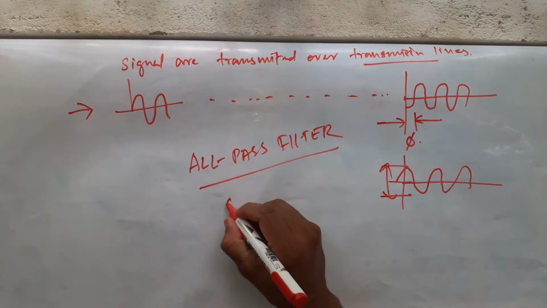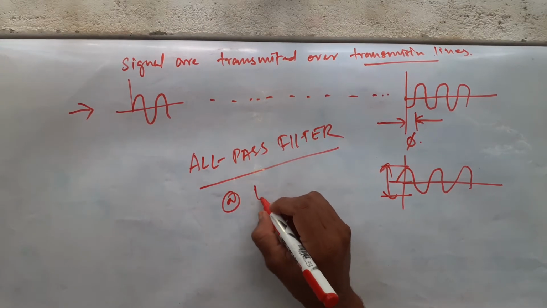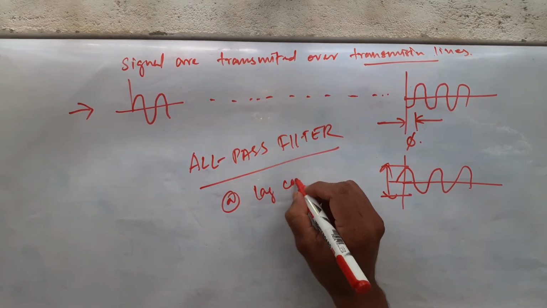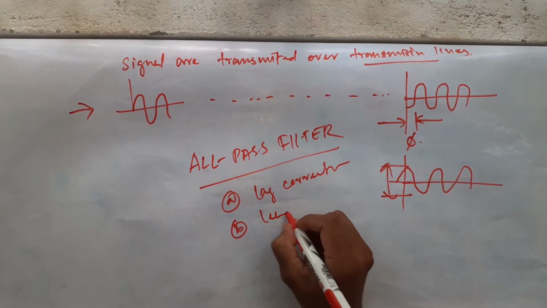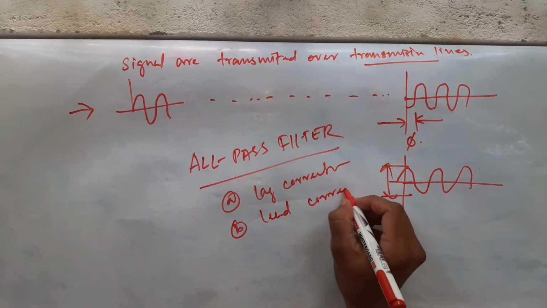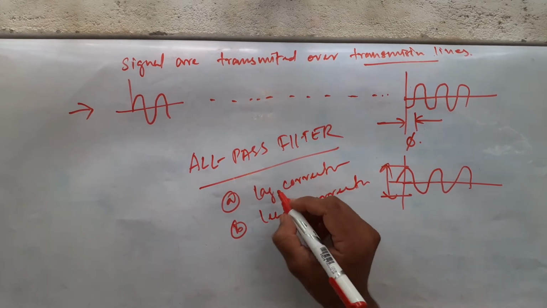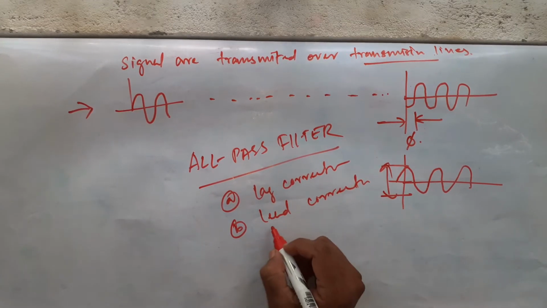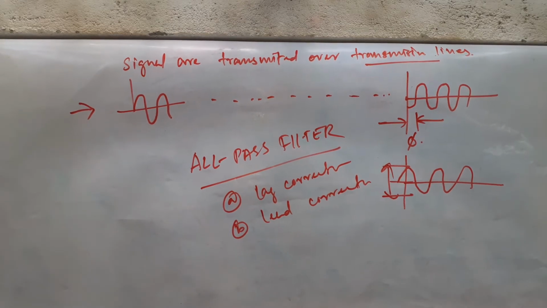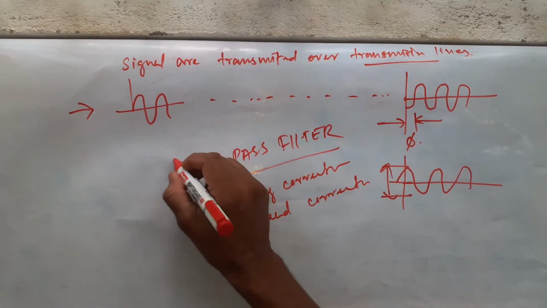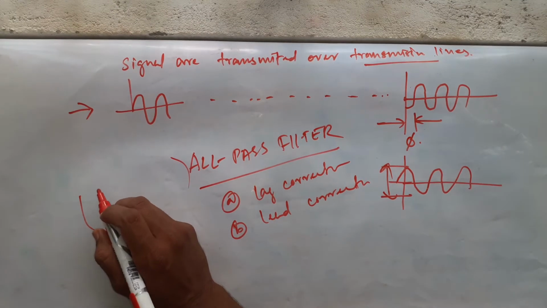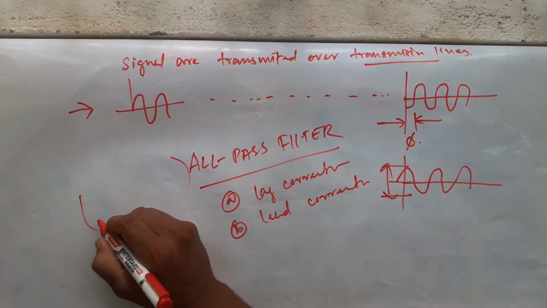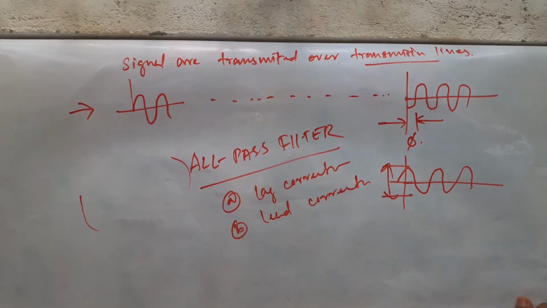So in all pass filter we can have a lag correction circuit and lead correction circuit. We also call it lag compensating circuit and lead compensating circuit. So all pass filter, there is another name for this. All pass filters are also called lag lead compensator, meaning they also compensate for lag and lead of the phase angle difference.